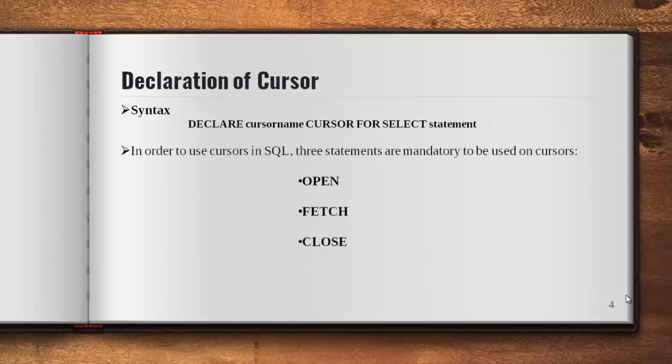And in order to use the cursor, you have to use these three statements mandatorily. So what are those three? First one is open, second one is fetch, and third one is close. So first you have to declare a cursor. After declaring, you have to open the cursor. After opening, you have to fetch the records from the cursor. And after fetching, you have to close. So this is the hierarchy of using cursors which we have to follow mandatorily.